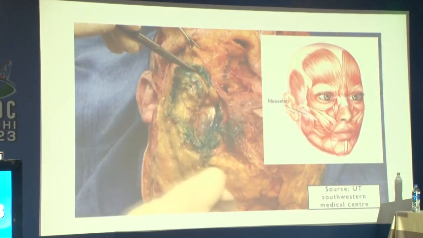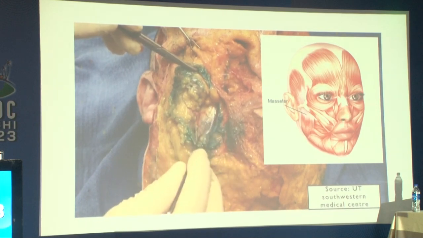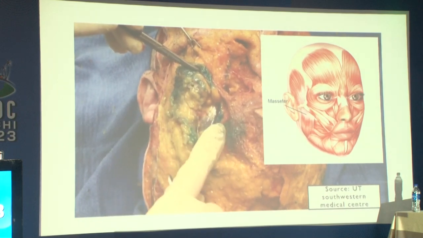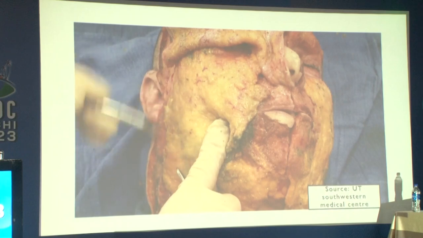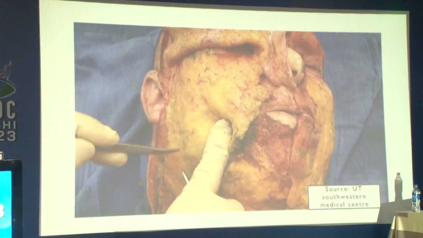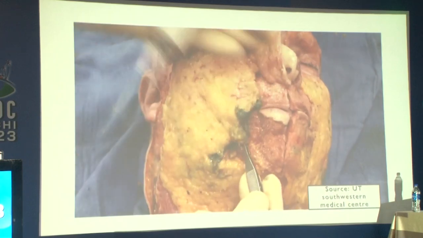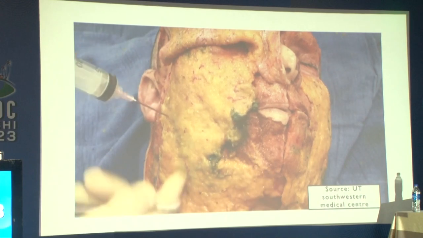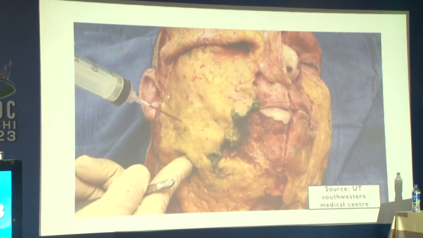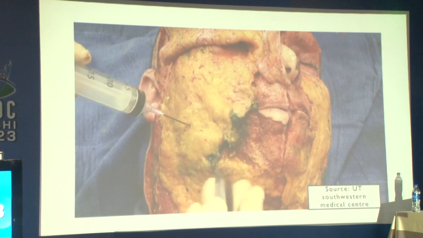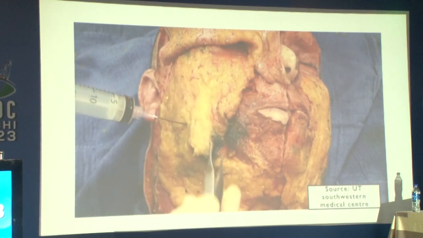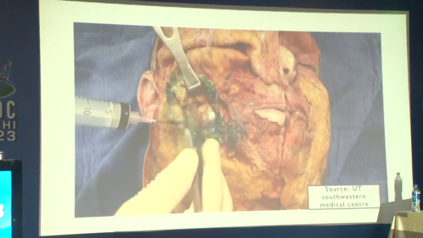The last important thing in the mid face is the masseter muscle. This is the strongest muscle in the body, as we all know, and it is quite deep. It is not very superficial. To check for the masseter, ask the patient to clench, and you can feel the anterior border of the masseter muscle right here.